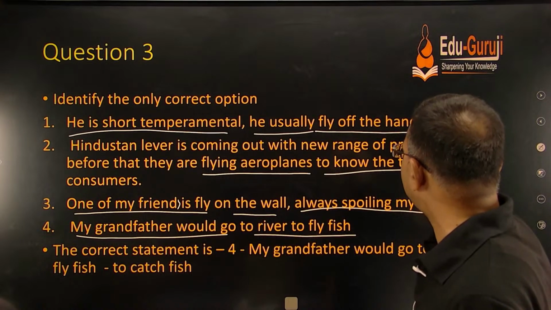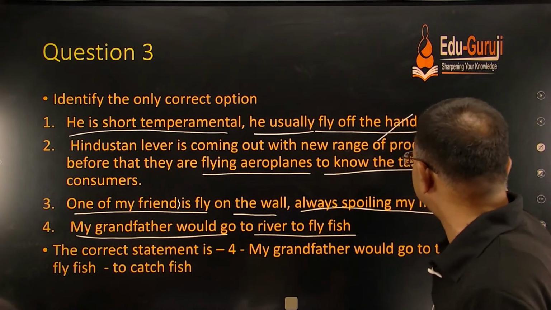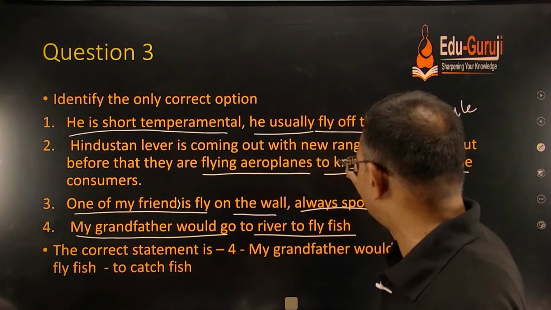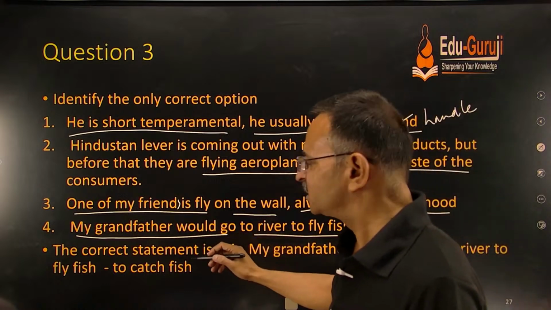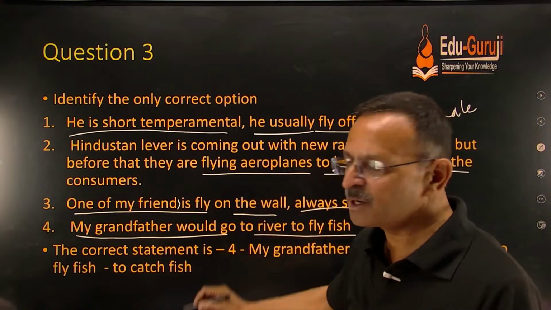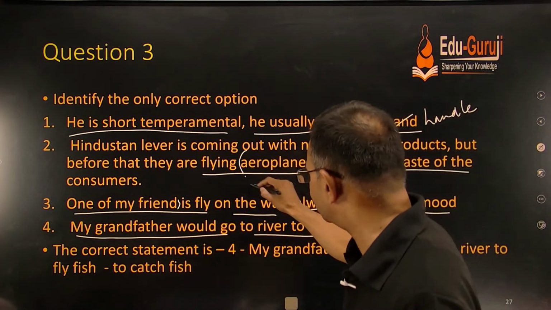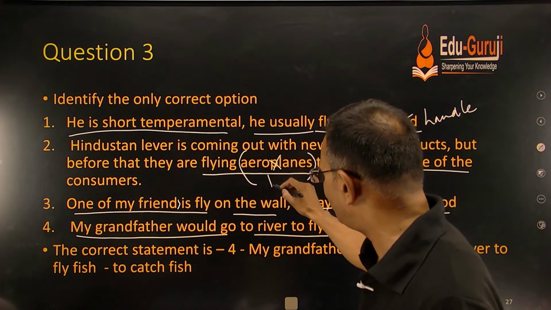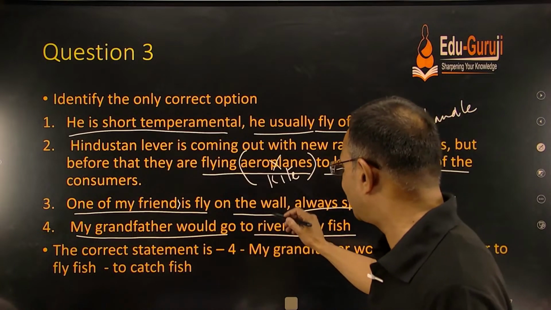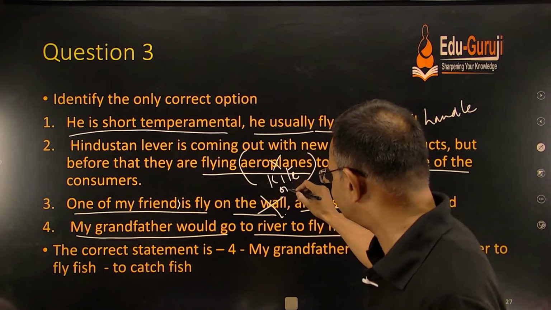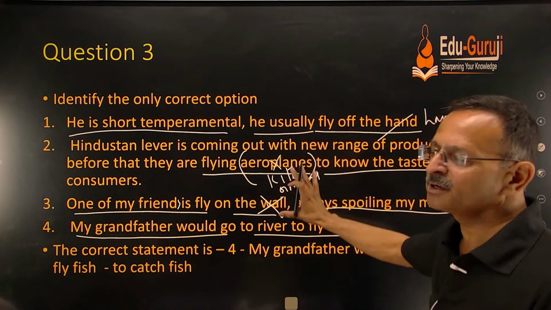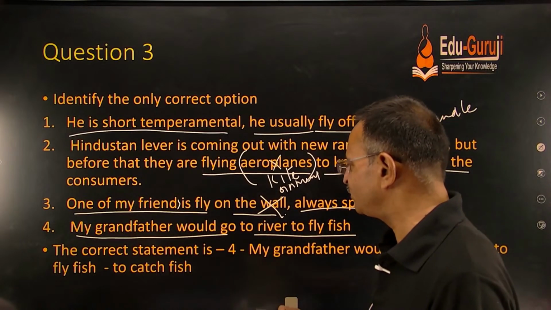What are the correct options? So usually fly off the handle. It's not fly off the hand, it should be fly off the handle. Then Hindustan Lever is coming out with a new range of products, right? But what they're doing before that, they're flying aeroplanes. So this is incorrect. It should be, they're flying a kite. One of my friends is fly on the wall. No, this is incorrect. It is fly in the ointment. So this should be right. So all three are now correct. The fourth one definitely would be correct.